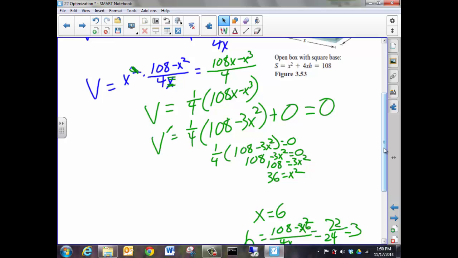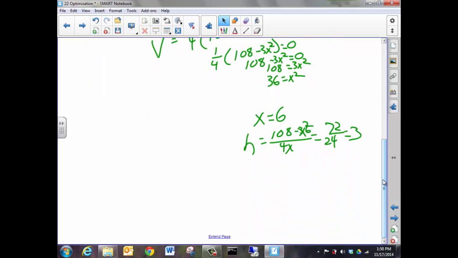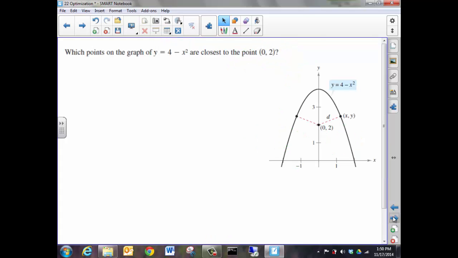But there's no reason to do this. If you want to do the sign line, you can. If you want to do the second derivative test. If you want to just go on faith that it's going to be right, hey, I'm okay with that too. All right, I'm boring you to death, so let's do a couple more problems here and let you move on.